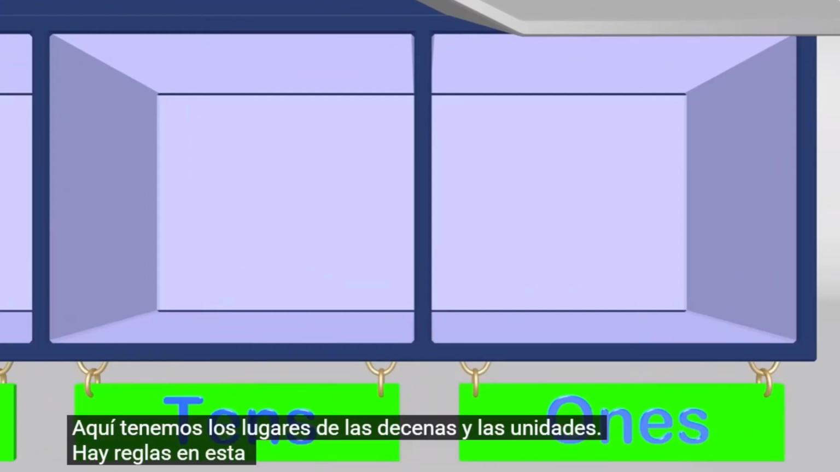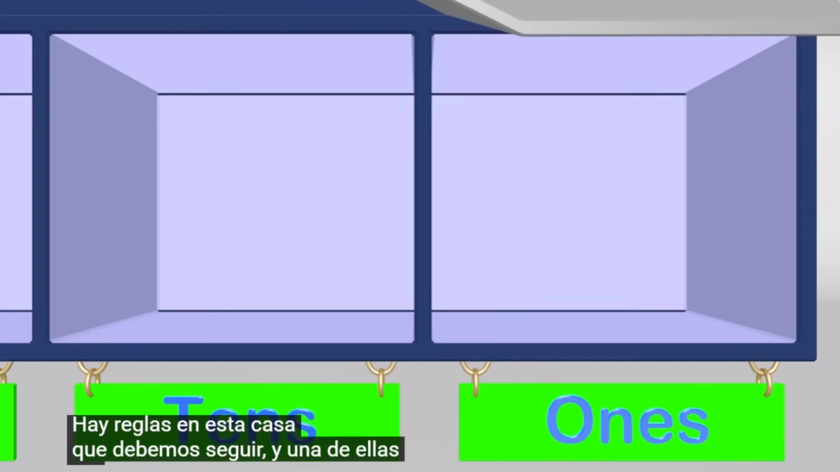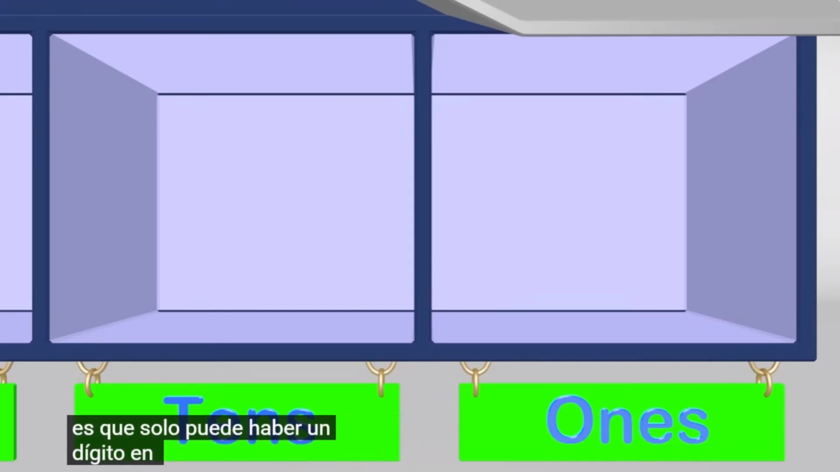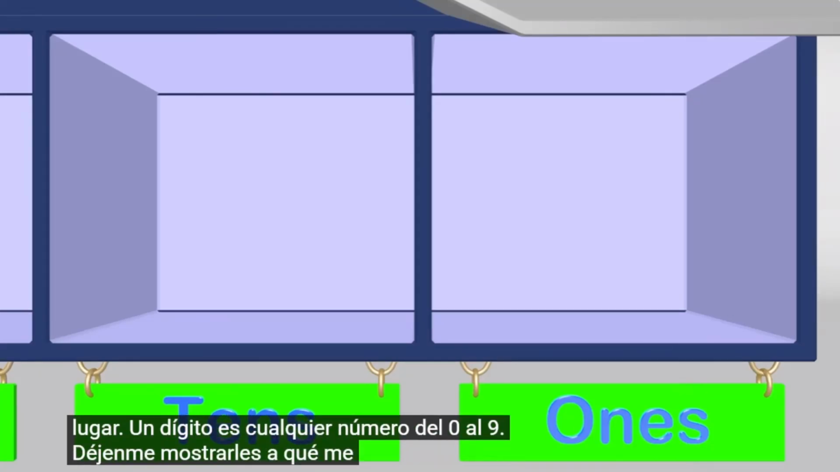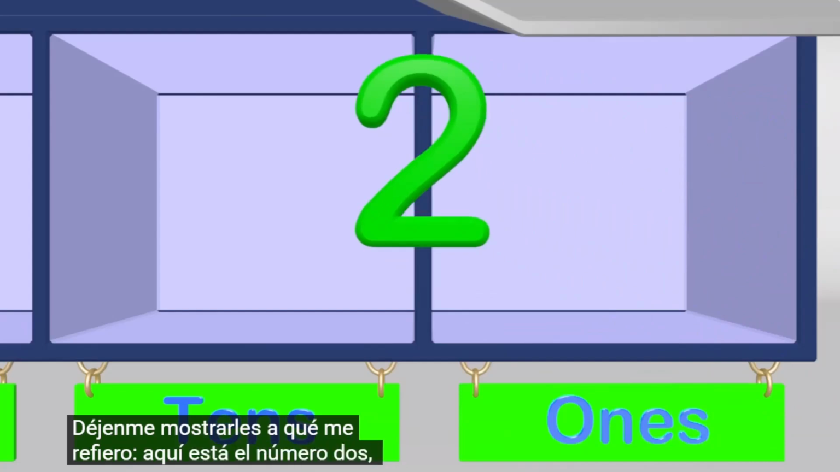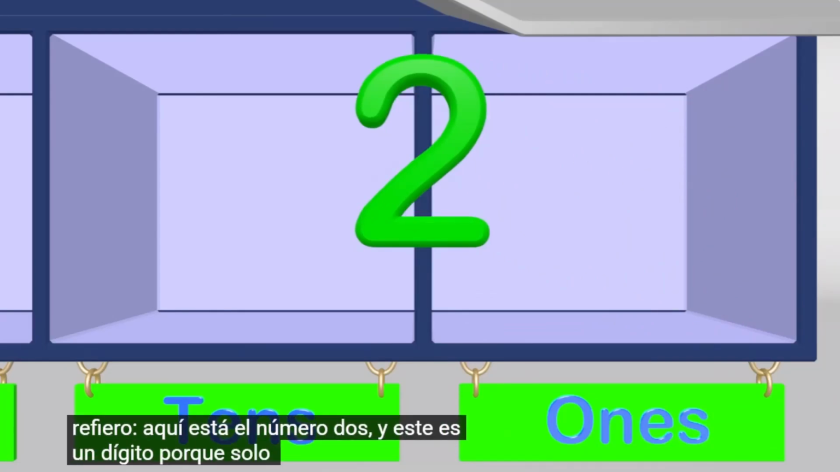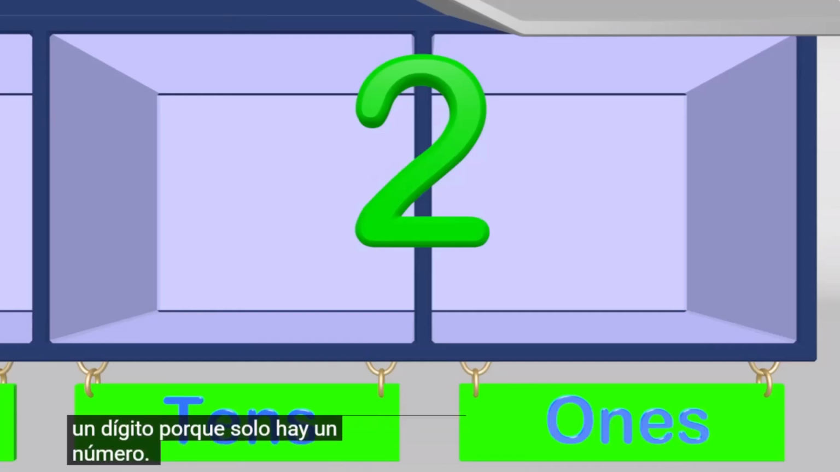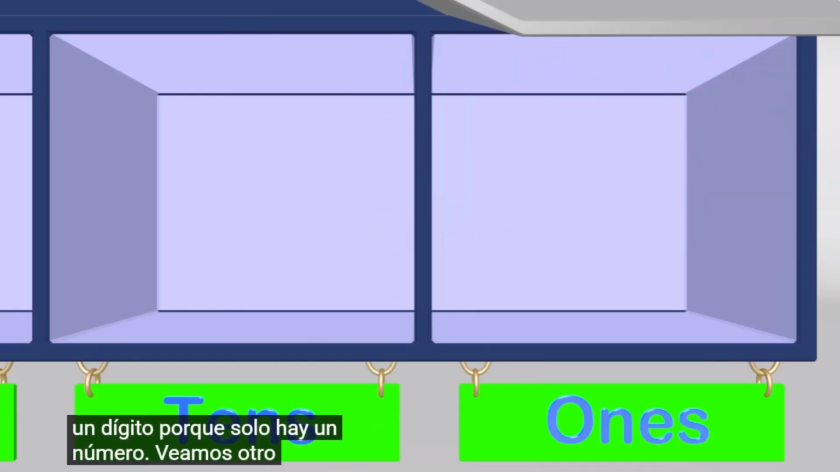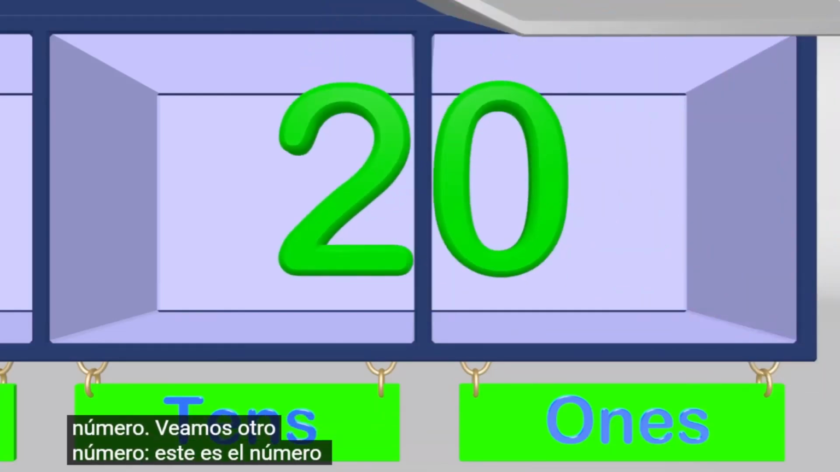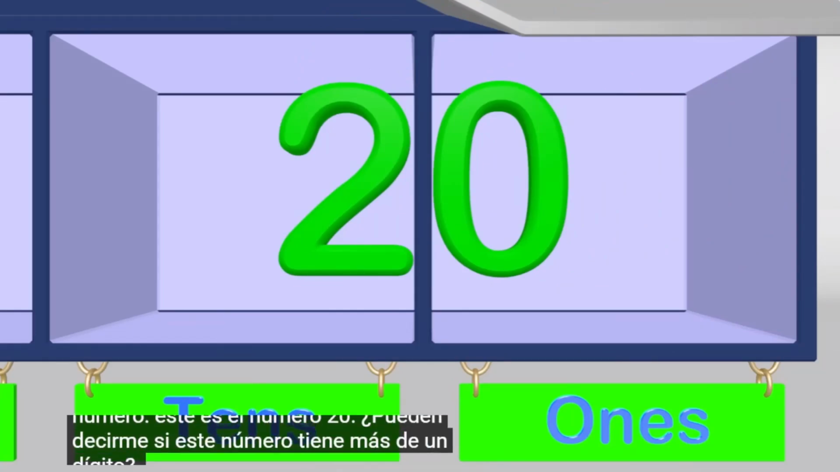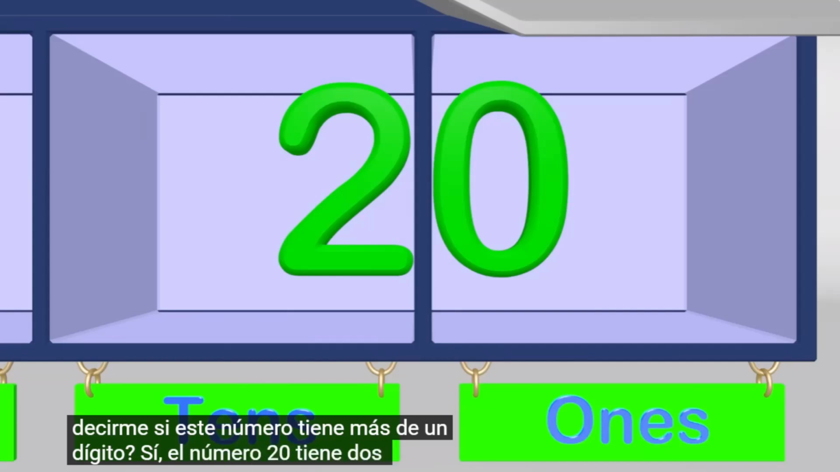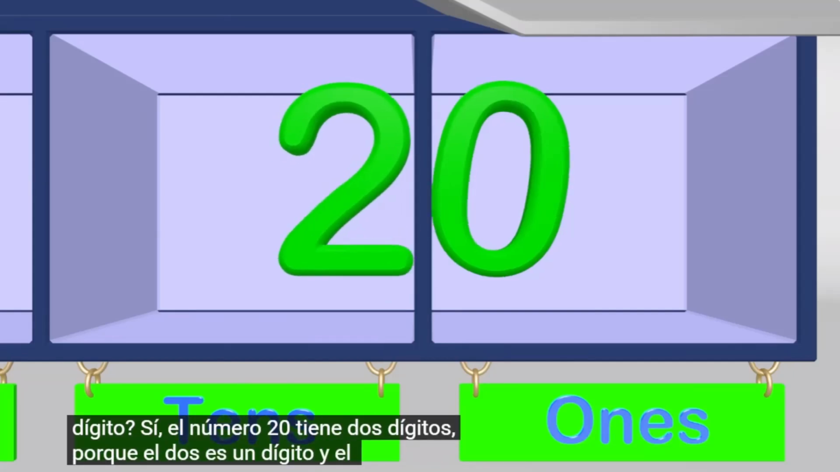There are rules in this house that have to be followed, and one of the rules is that you can only have one digit in each room. A digit is any number from 0 to 9. Let me show you what I mean. Here is the number 2, and this is one digit because there is just one number. Let's look at another number. This is the number 20. Can you tell me if this number has more than one digit? Yes, the number 20 has 2 digits because the 2 is a digit and the 0 is a digit.